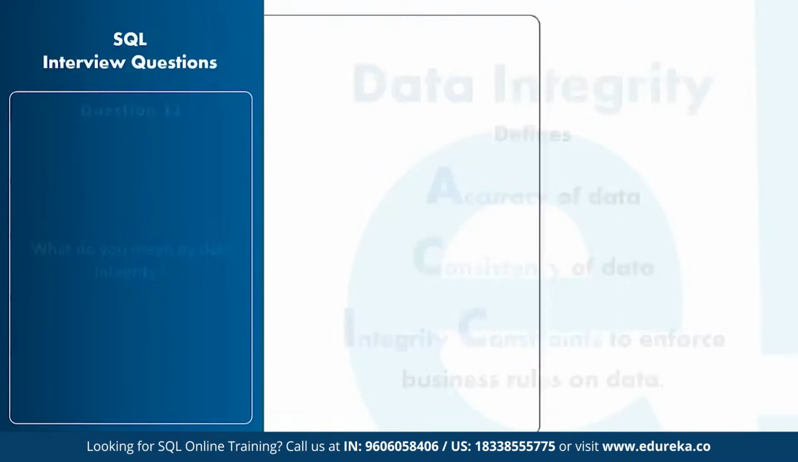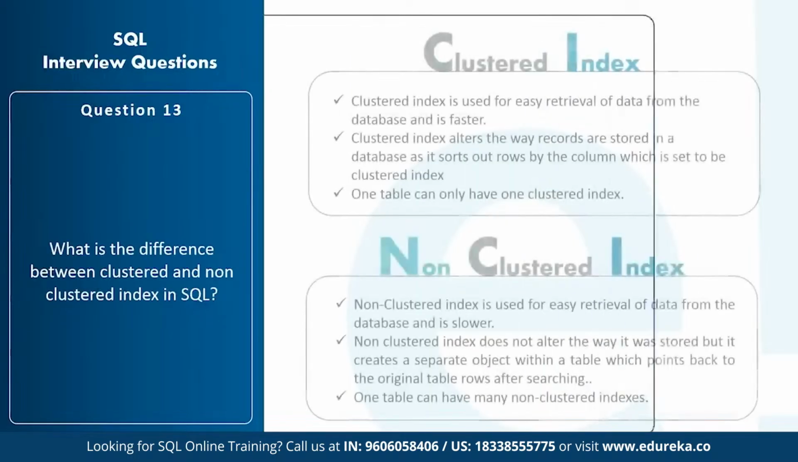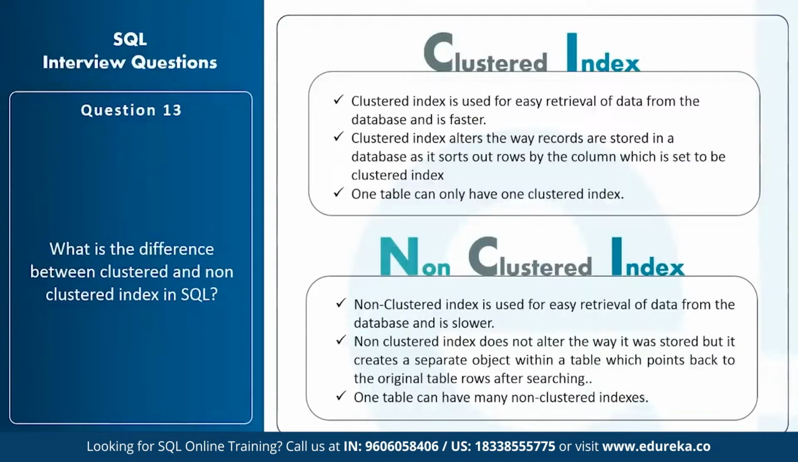Now let's move forward to our next question, that is, what is the difference between the clustered and the non-clustered index in SQL? The clustered index is used for the easy retrieval of data from the database and is faster than the non-clustered index. The clustered index alters the way records are stored in the database as it sorts the rows by the column which is set as the clustered index, and only one clustered index can exist per table.